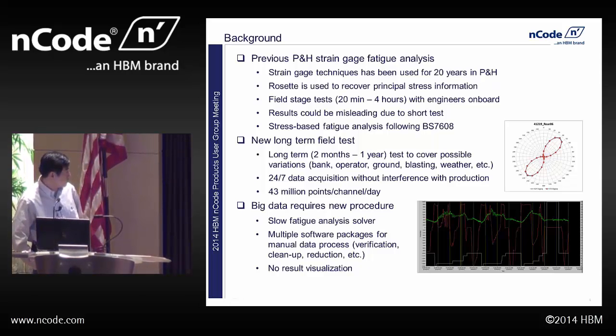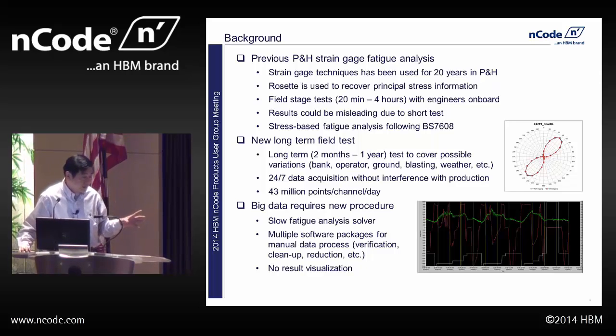This new test requires a new fatigue analysis procedure. We had a customized fatigue software, programmed in the mid-90s, I believe. It's pretty slow because the IT technology was not as advanced as today. We also had a couple of software packages to manually process the data. We had to review and validate the data in one software and switch to another to do the peak value and rainflow counting for fatigue life calculation. That was time consuming, and it also introduced operator errors. Sometimes you pick the wrong channels by mistake, or forget to set a threshold there. So a lot of operator errors.